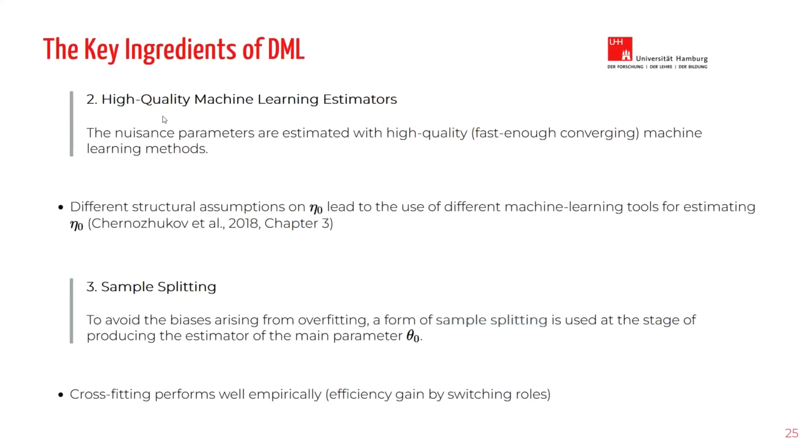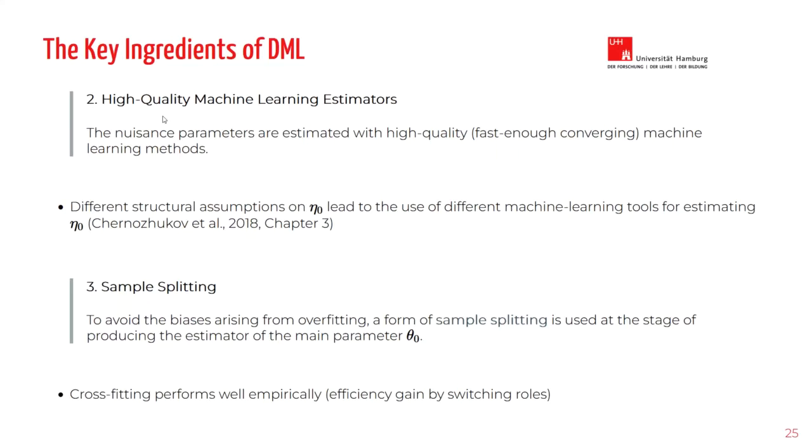The second ingredient that is required for valid estimation of this causal parameter is that we are using high quality machine learning estimators. From an applied perspective, it's kind of a natural requirement, because the reason why I want to use machine learning is because it's well performing in terms of prediction. But in terms of the theoretical results, this is a requirement on the rate of convergence of the algorithm that you use. And these theoretical guarantees are available in many cases.